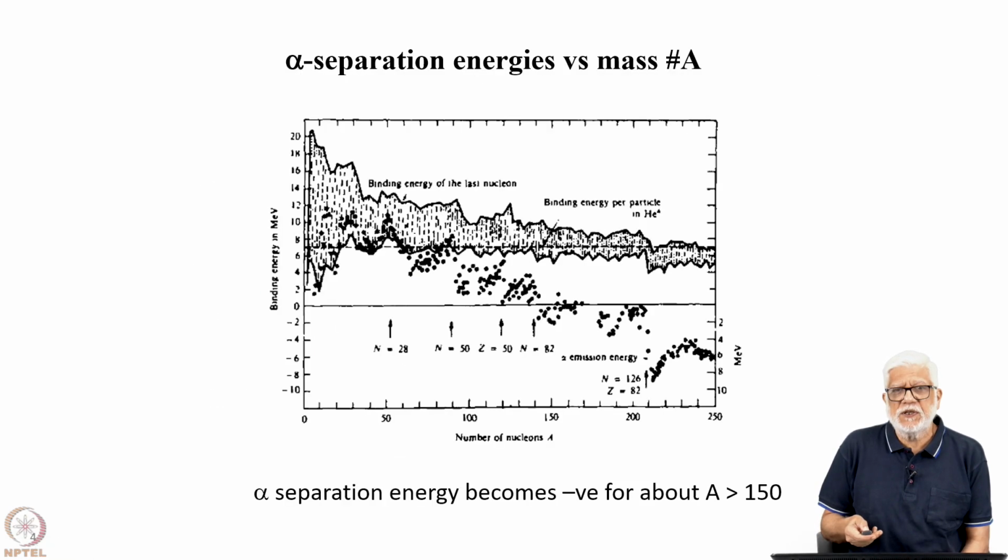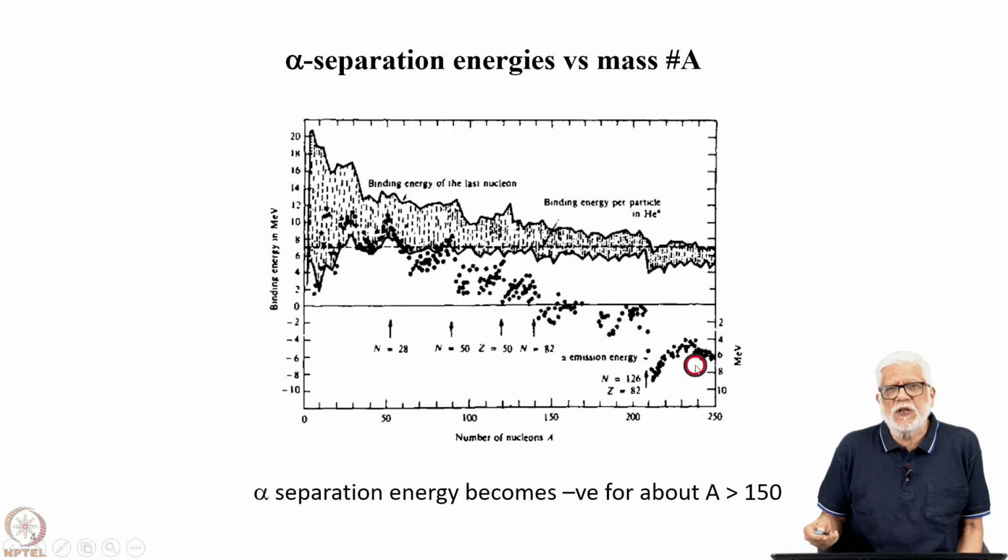The alpha separation energy versus mass, plotted from 0 to 250. This alpha separation energy is somewhat high in the light masses, but as you increase A, partly because of the Coulomb energy, it decreases, and for some nuclei in this heavy region the binding energy even becomes negative. So it means it can spontaneously decay.